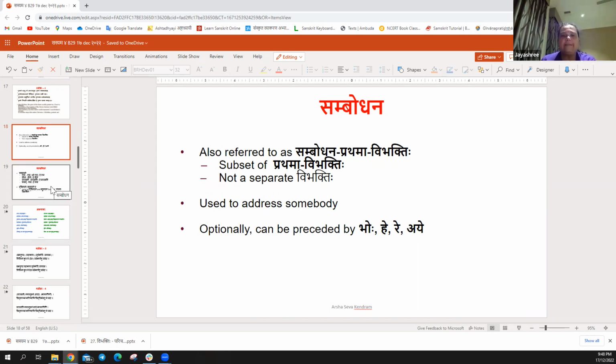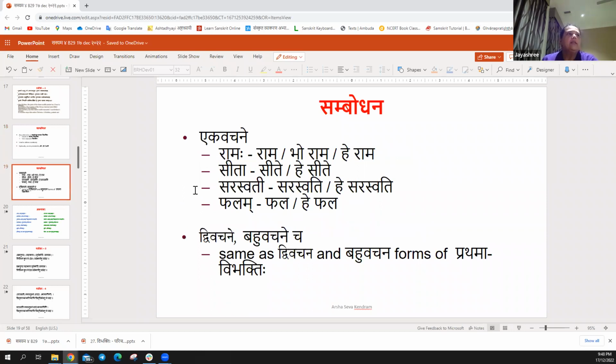Okay, clear about Sambodhana? In Ekavachana, Ramaha becomes Rama, Bho Rama, He Rama. So we can call Rama as well. Even when we call Rama, the Pratipadikam is Sambodhana. If you want to call somebody Rama, it is enough. For example, if there's a person whose name is Arunaha, we can call Aruna. That's Sambodhana.